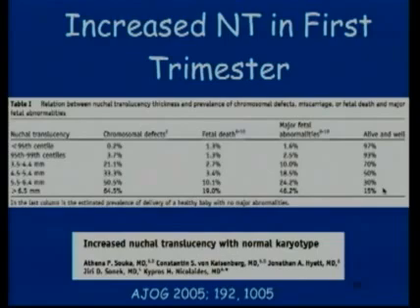On the other hand, if you have a nuchal that's elevated in the first trimester, you don't find anything, no chromosomal anomaly, and they come back and they have a normal fetal heart and a normal ultrasound exam in the second trimester, 95% of those babies are going to be normal.